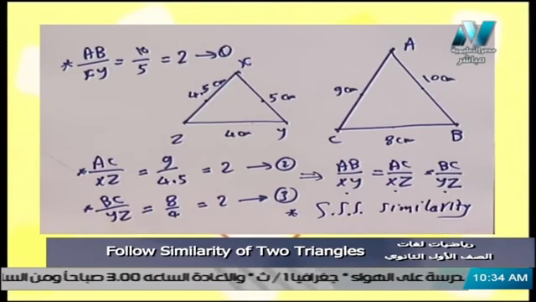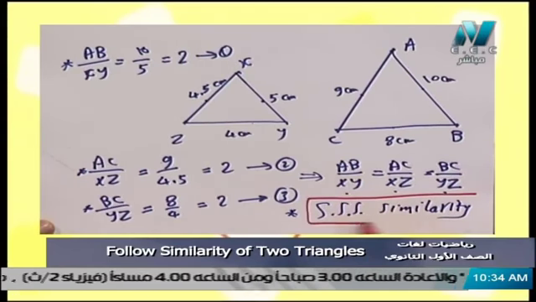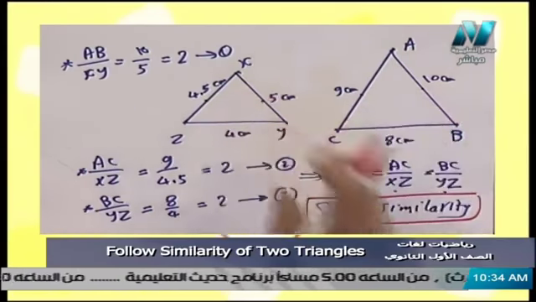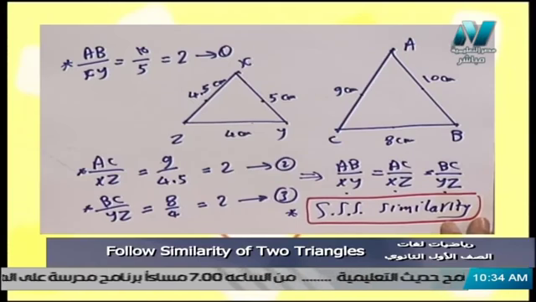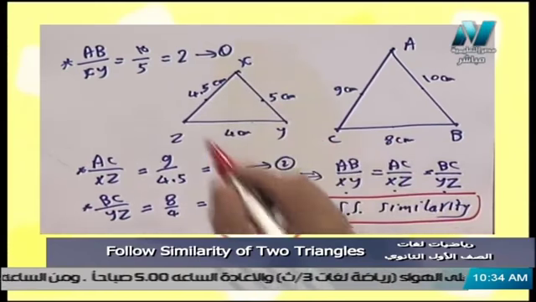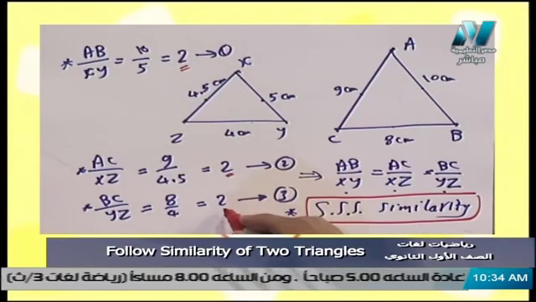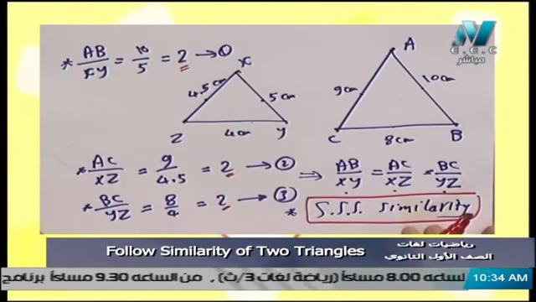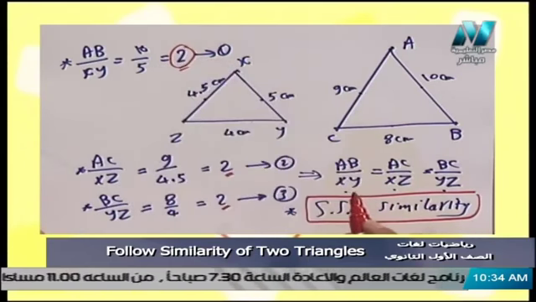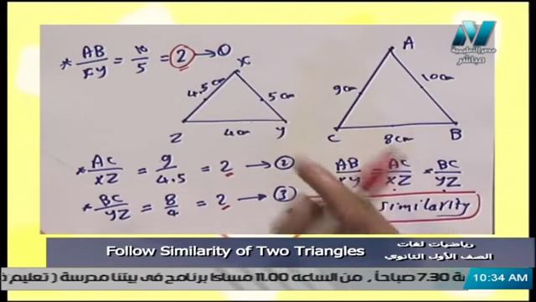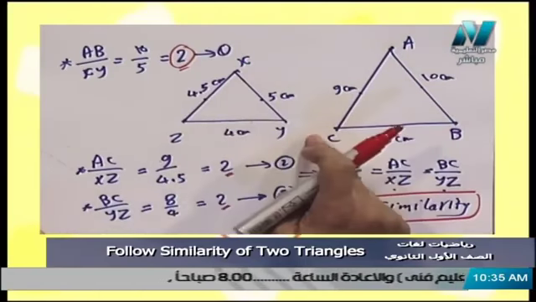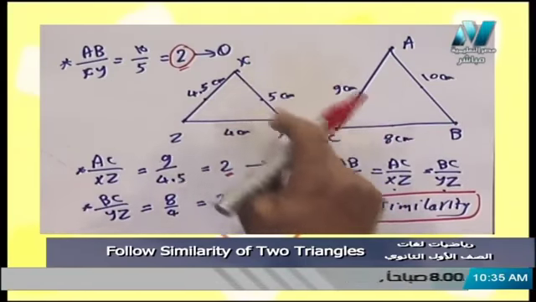Okay? SSS similarity deals with the three sides of the first triangle corresponding to the three sides of the second triangle. And we know that 2 here is called the ratio of similarity or similarity ratio. Because it's greater than 1, this is an enlargement. Triangle ABC is an enlargement of triangle XYZ.